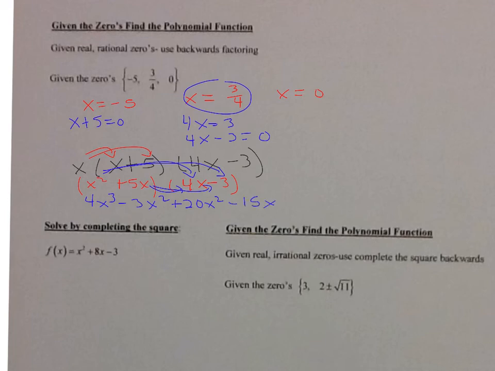And then when I combine like terms, I get 4x to the third. So -3x squared plus 20x squared is positive 17x squared minus 15x. And since it has to be an equation of a function, it's f of x equals 4x to the third plus 17x squared minus 15x. So you have to make sure that you do have this f of x equals. Okay, so that's when you have real rational zeros.